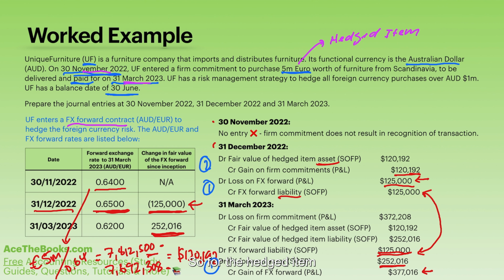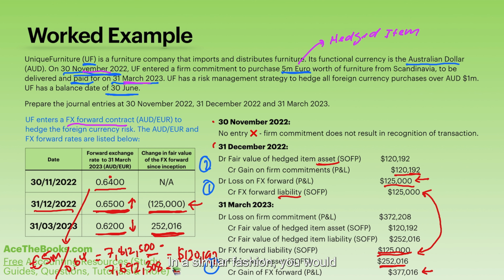So for the hedged item, again, we can see that there has been an inverse movement. So the forward exchange rate at the 31st of March is now 0.62, which is in the opposite direction to the movement seen from inception to the 31st of December. So the movement at 31st of December was an increase over the inception value. However, now it has gone down to 0.62, which is lower than the value at inception.